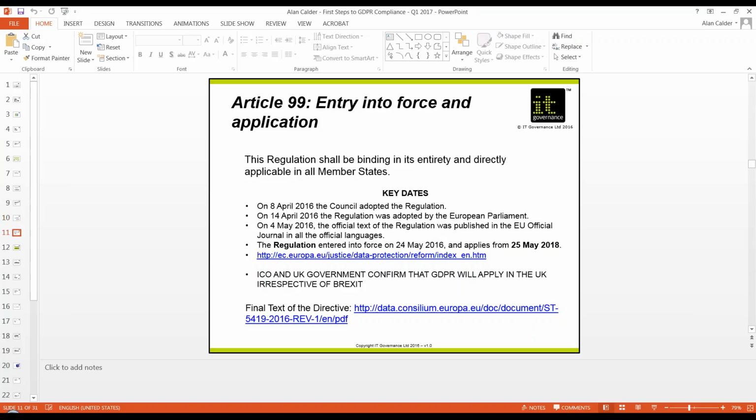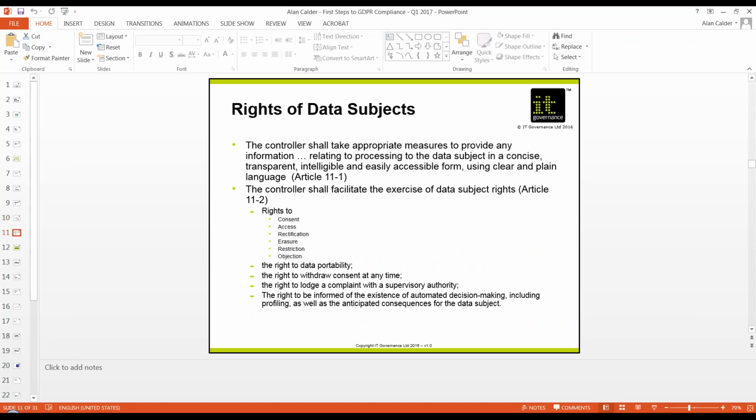It's available in all the official languages of the European Union. So what do we have to do?